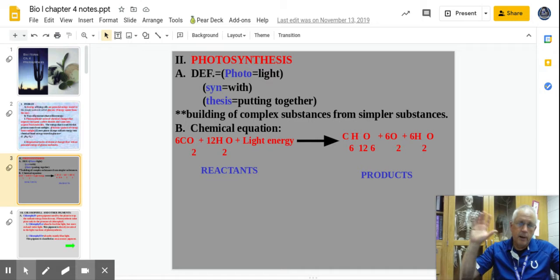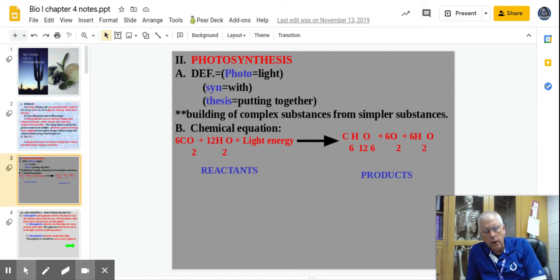So we have the same amounts, because matter and energy is conserved. Remember, we talked about that in chapter 2 as well. So photosynthesis is that nice balanced equation.